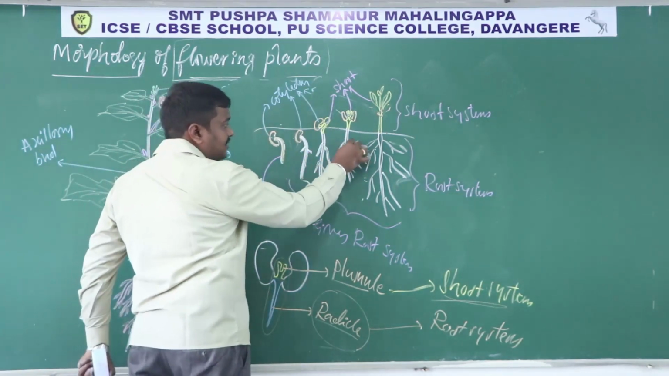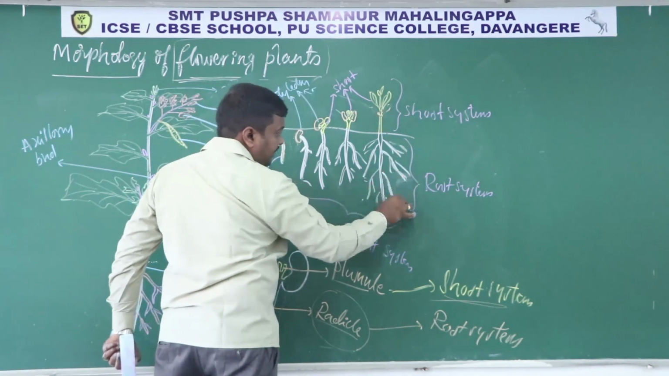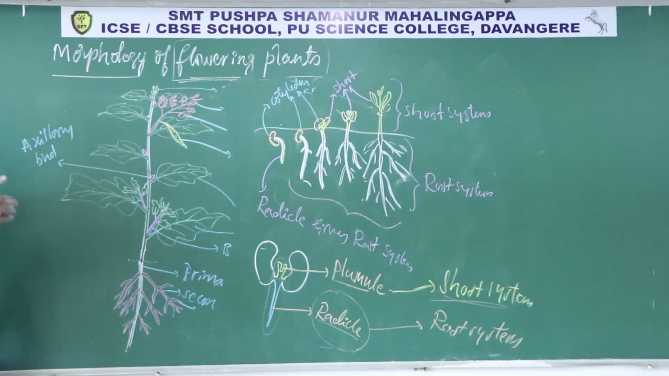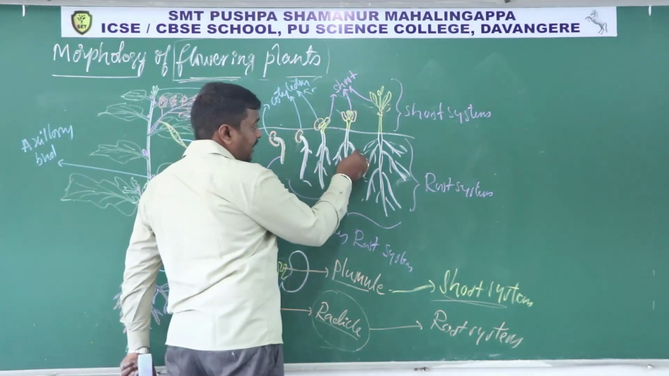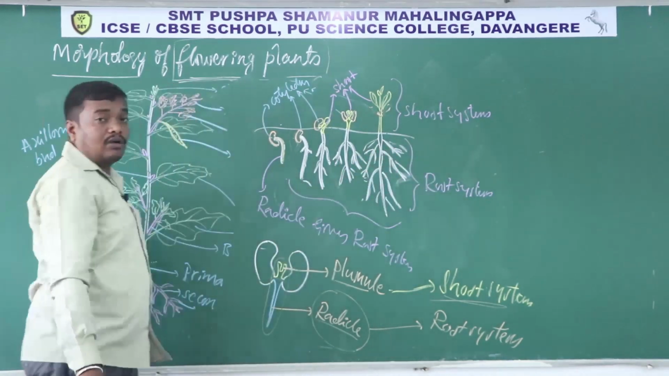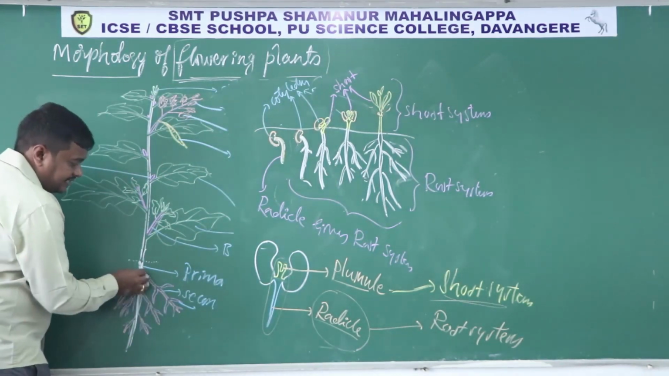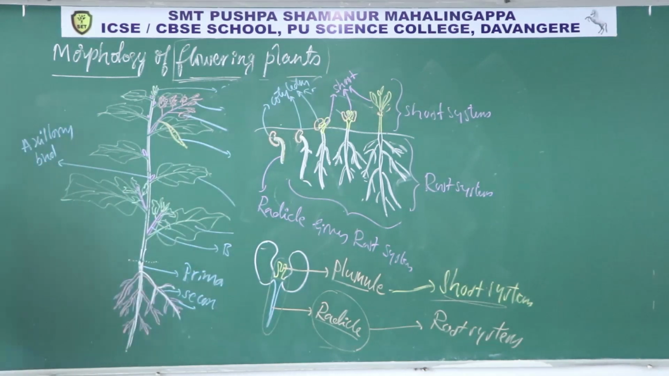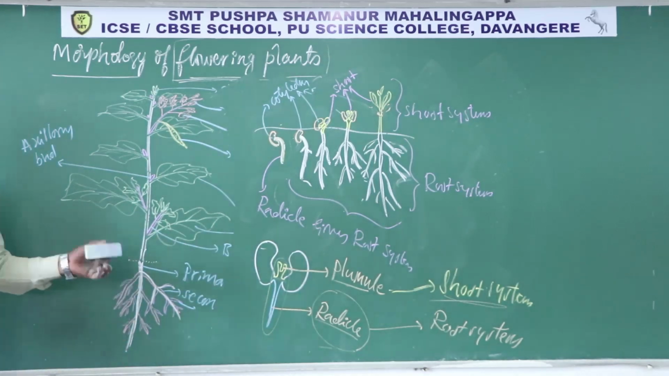So these are the secondary roots. These are all secondary roots. The branches produced on the main root are secondary roots. The further branches on these secondary roots are tertiary roots. So this is primary, this is secondary, and what comes on it is tertiary. Like that, the branching of the root system takes place.